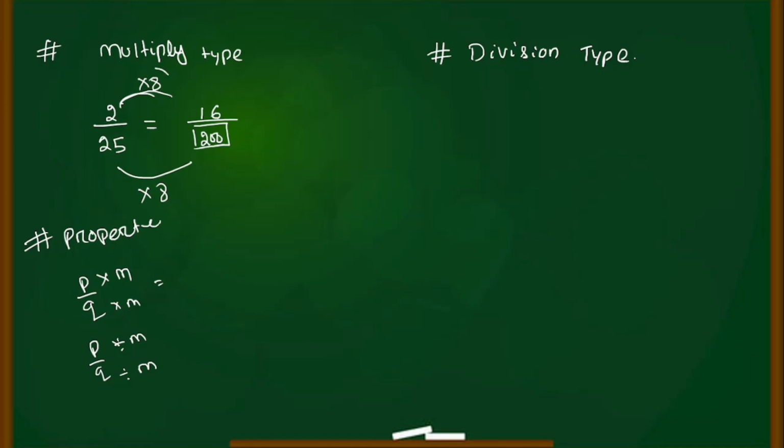That's why we multiply by 8. If we multiply the numerator by 8, then we multiply the denominator by 8 as well. This is the property of the rational number. Now the denominator is 200. Now, how to find the division type?